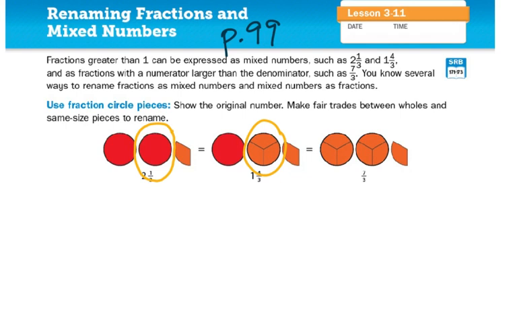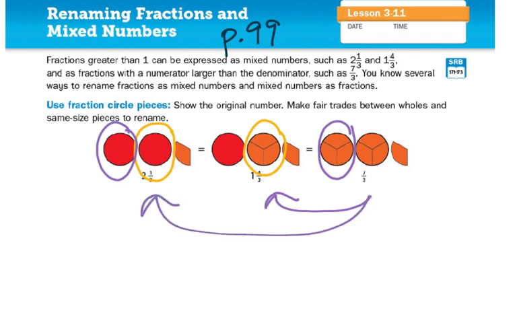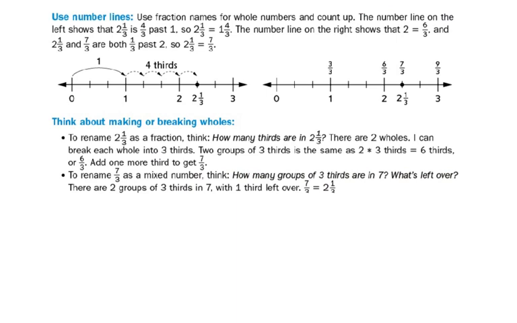They also replaced 1 whole with another 3/3. So it's the same amount, but you can see 7/3 is the same as 1 4/3, which is the same as 2 1/3. You can also use number lines. Use fraction names for whole numbers and count up. The number line on the left shows that 2 1/3 is 4/3 past 1. So 2 1/3 is the same as 1 4/3.